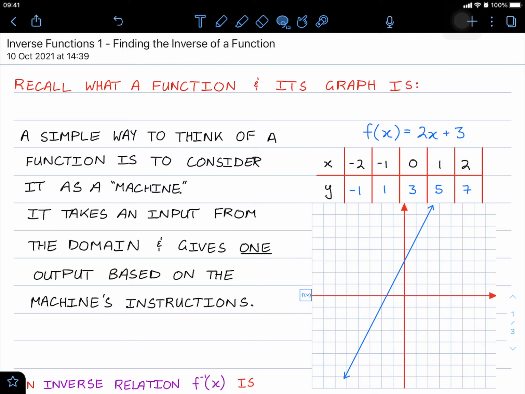Hello class, this is a video tutorial on inverse functions. In this video, we'll be looking at finding the inverse of a function. First, let's recall what a function and its graph is.